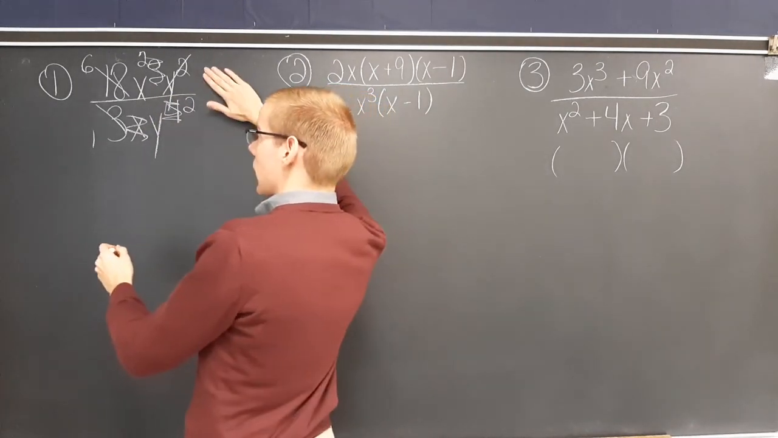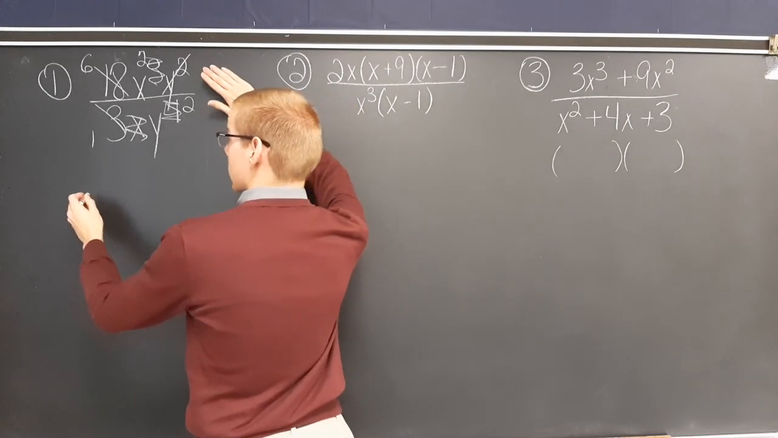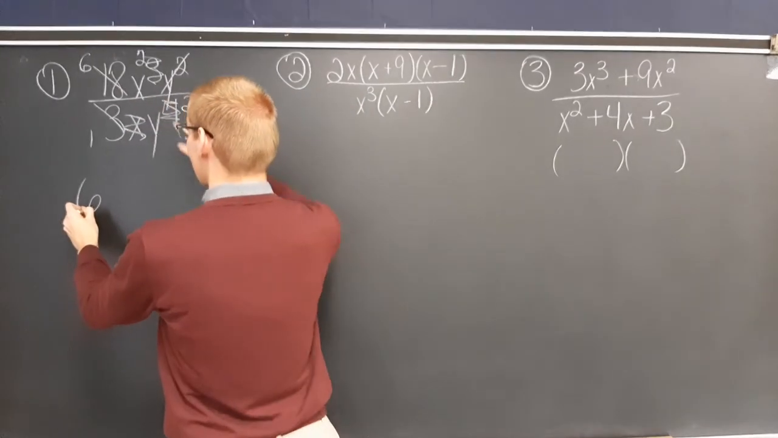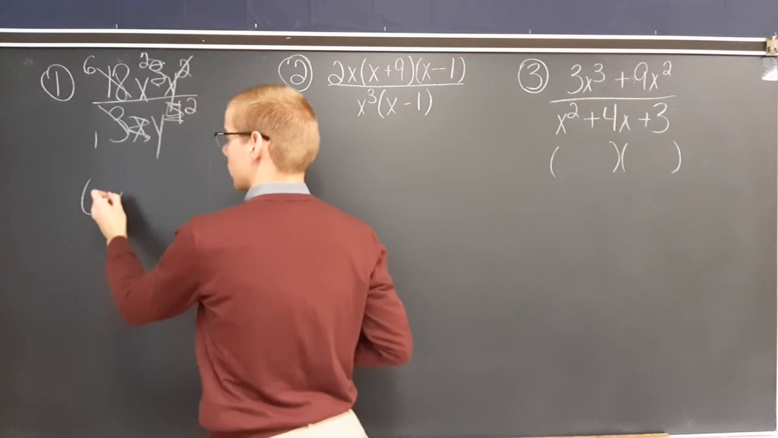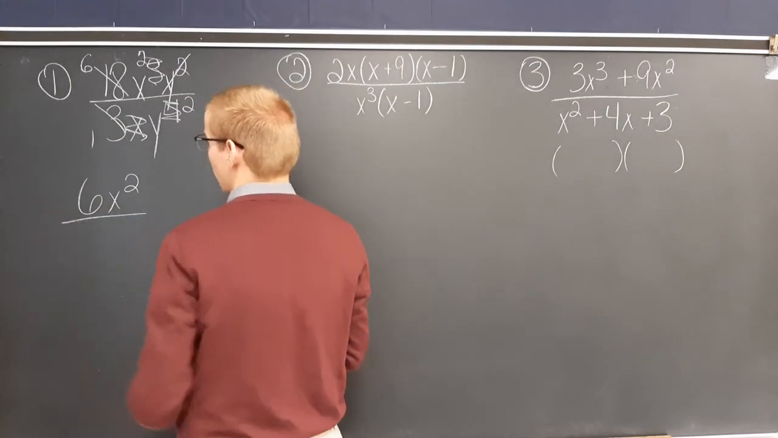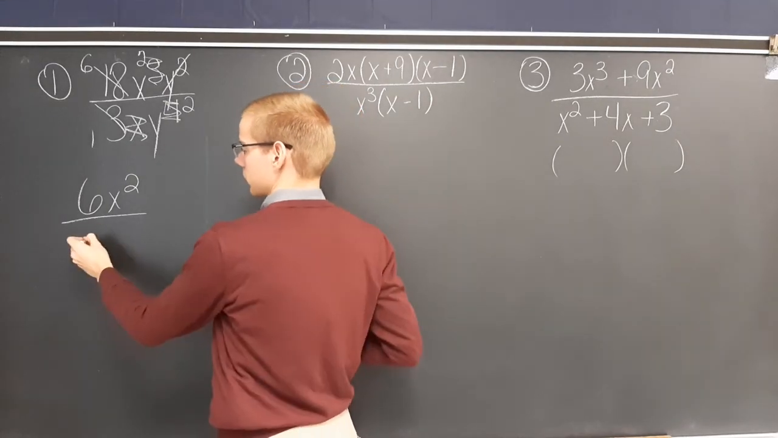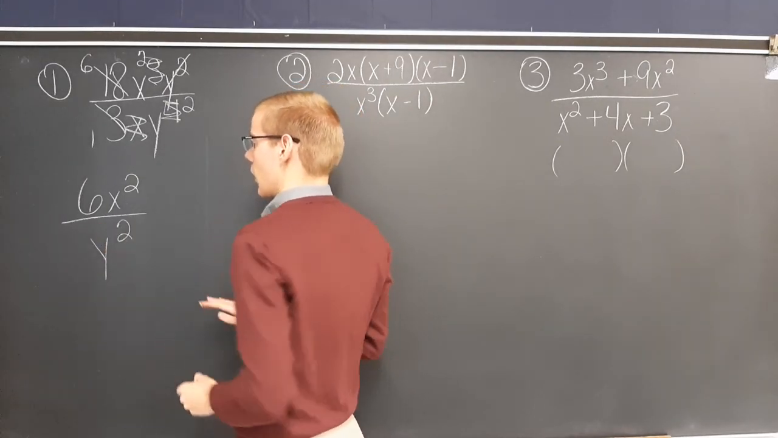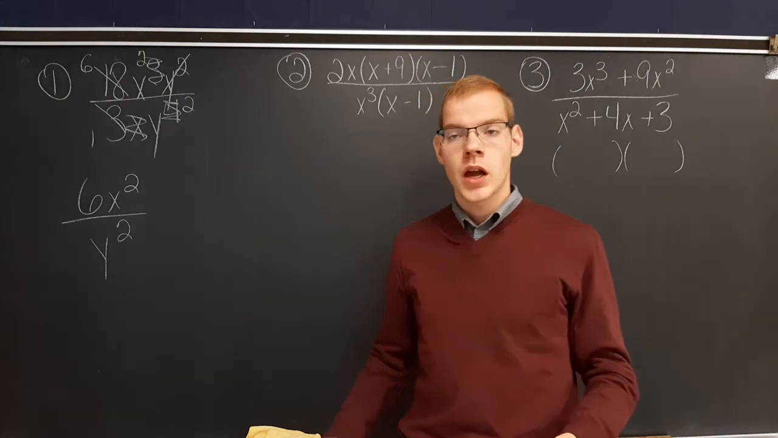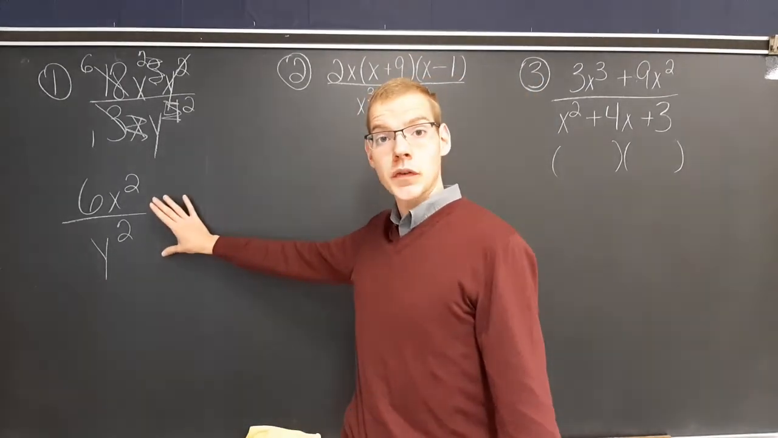So what we have left at the top is a 6x squared. What do we have left at the bottom? Just a y squared. And this would be your answer. Now we have simplified it as far as possible.